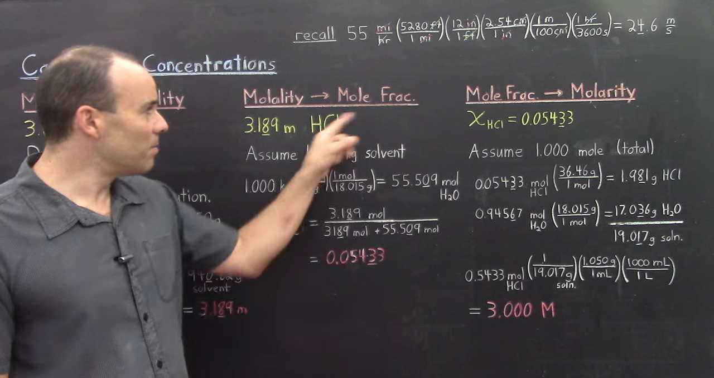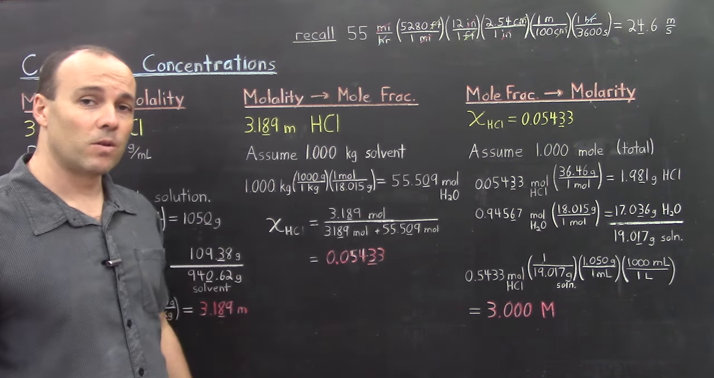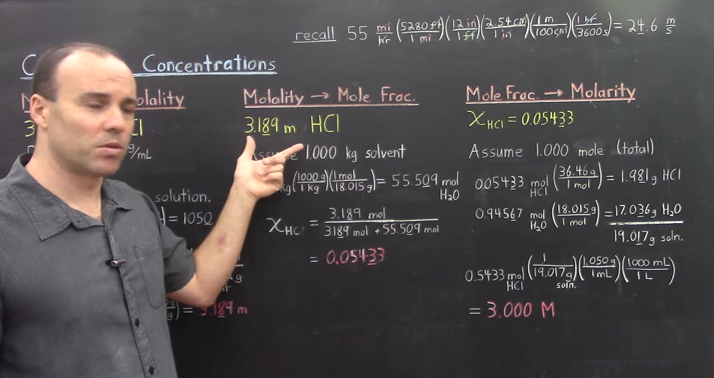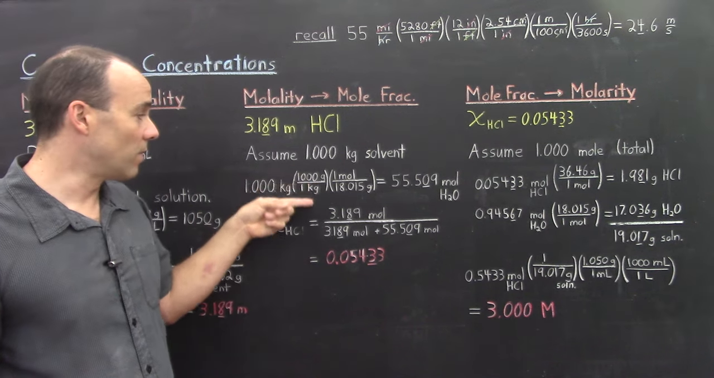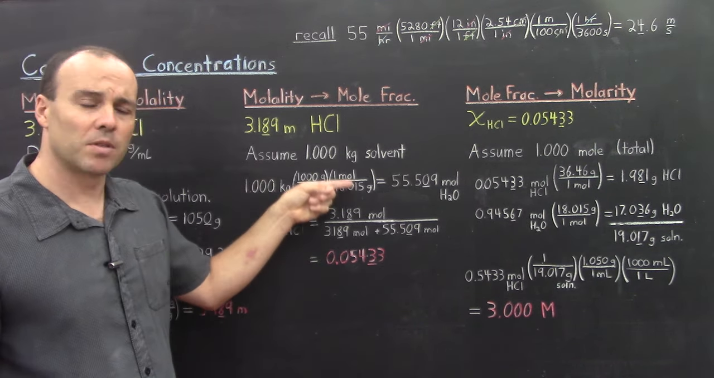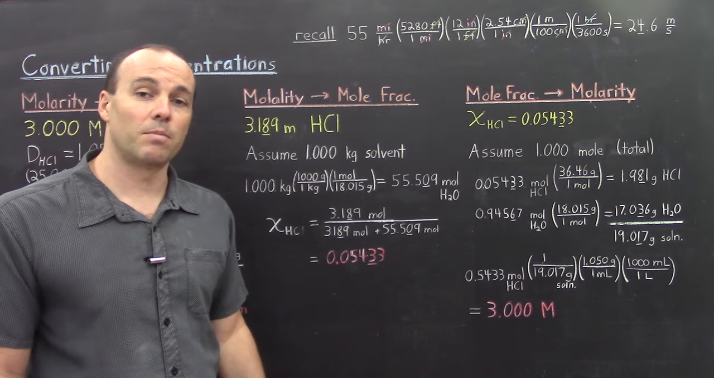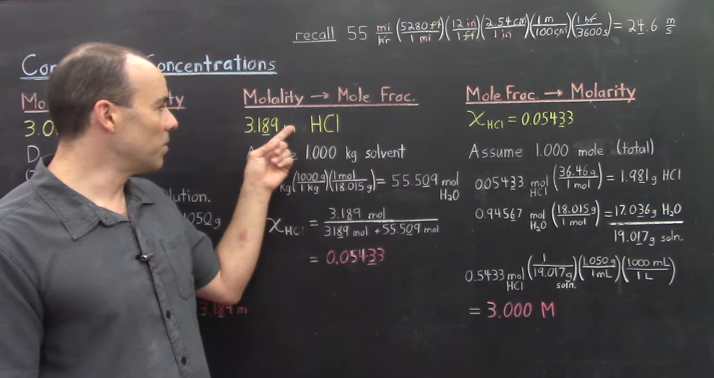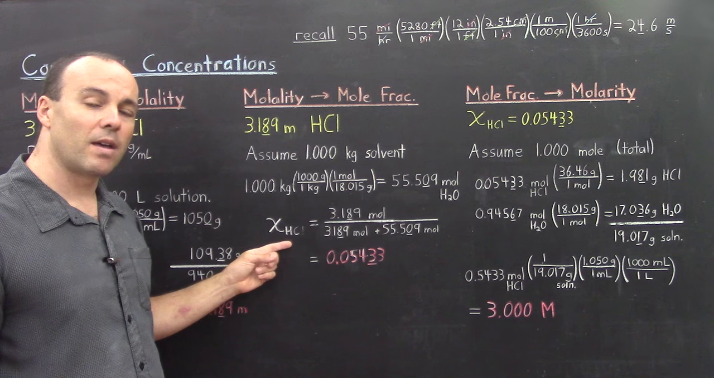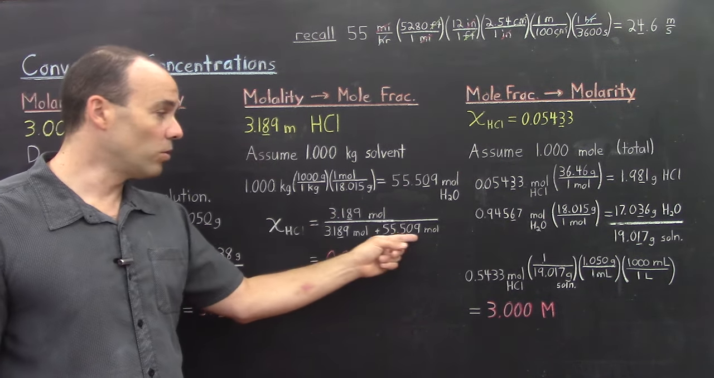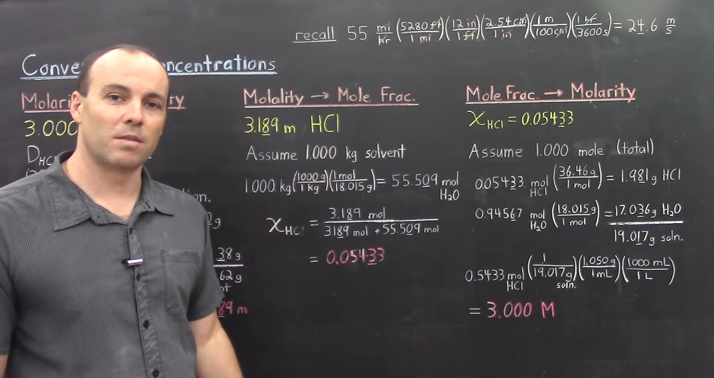So to get to mole fraction, we need the moles of HCl and the moles of water. We already have the moles of HCl, so let's get the moles of water. We take our 1 kilogram of solvent, which is water, convert it to grams, and then convert the grams to moles using the molar mass. And you end up with 55.509 moles of water. So we have moles of HCl and moles of water. We can get the mole fraction. The mole fraction of HCl is the moles of HCl over the total number of moles. And you end up with 0.05433 as the mole fraction of HCl.